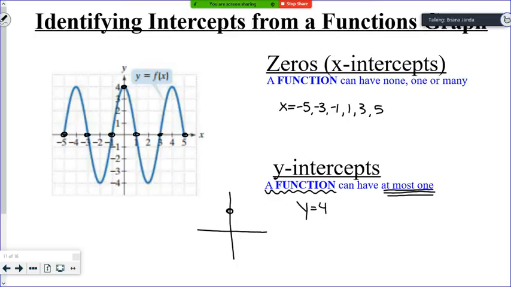Because if I had a graph that had maybe a y-intercept here and a y-intercept here, maybe it looks like this, I mean, isn't that failing the vertical line test if we have more than one? So a function, now, does it have to have one? It does not, which is why I say at most one. It could have none, right? So we could say, or none.